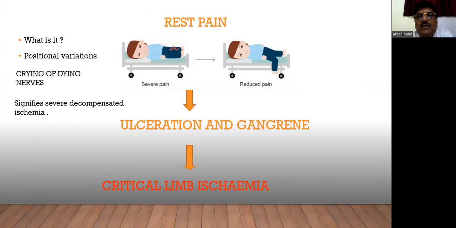Now, after the stage of claudication, the stage of rest pain comes. The rest pain, as its name depicts, occurs when the patient is resting, not walking, not exercising. And this is a very severe pain. Sometimes the patient feels that while hanging the leg down the bed, the pain is reduced. But the basic thing is the arterial system is not able to supply enough blood to that particular leg.